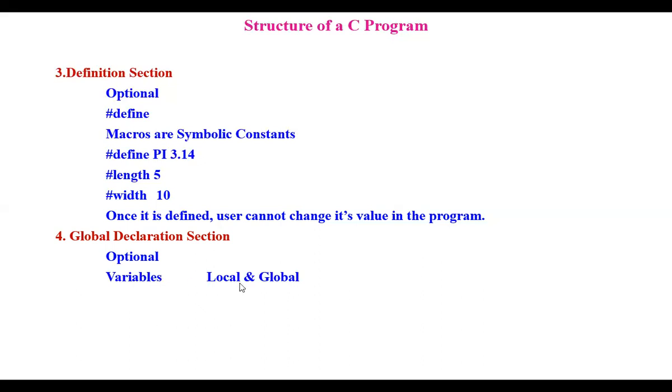Variables come in two categories: one is local and another is global. We'll discuss what is local and what is global, and everything else, later in the next modules.